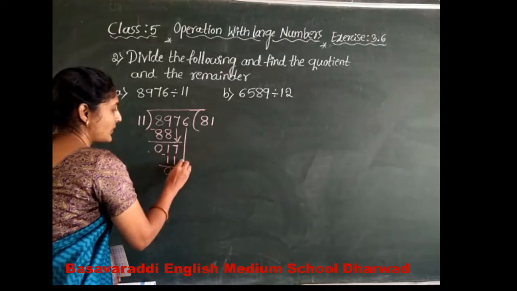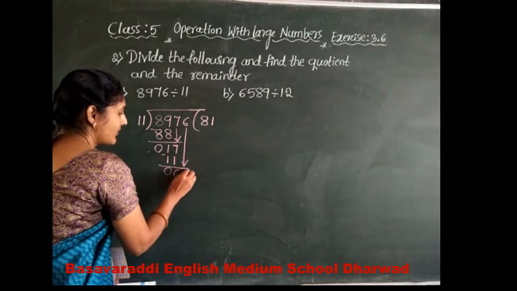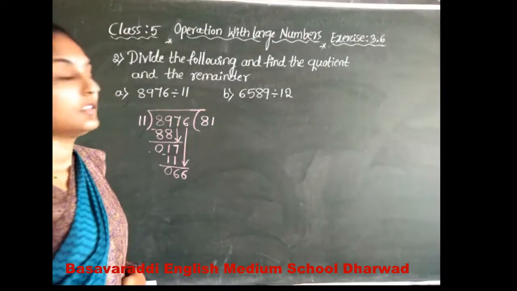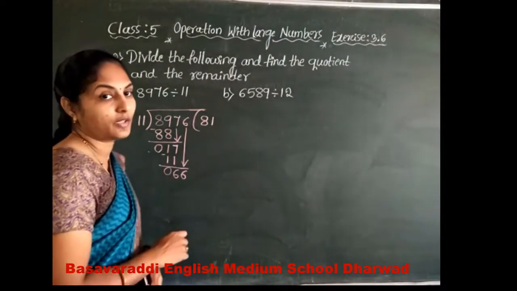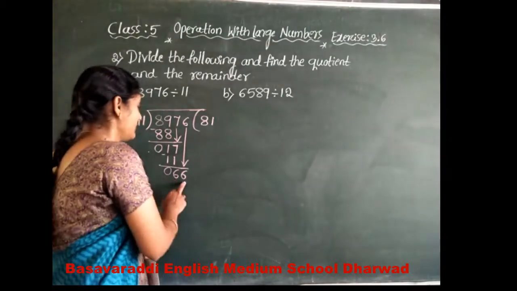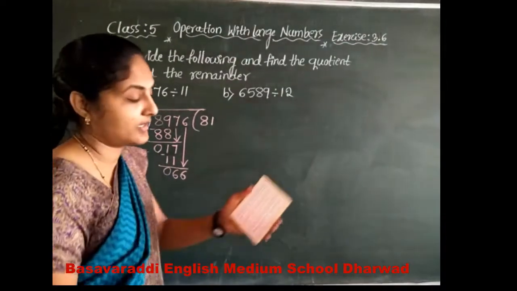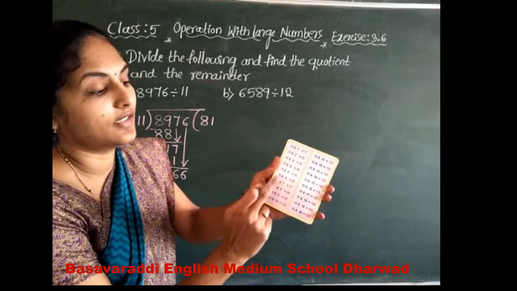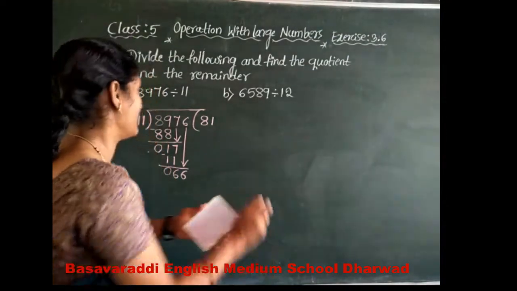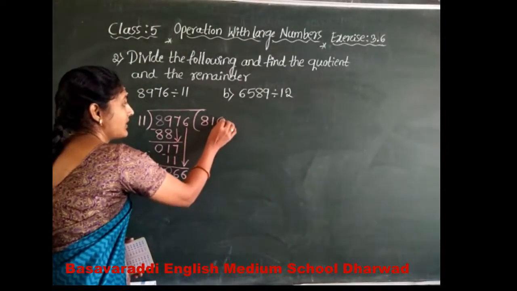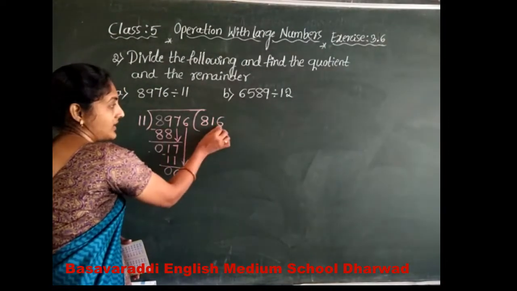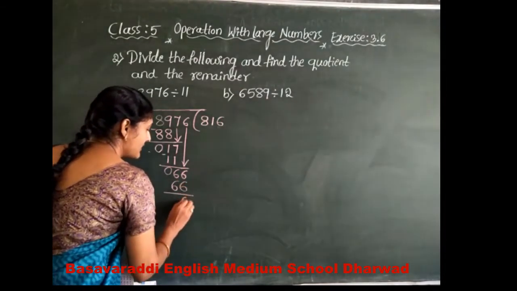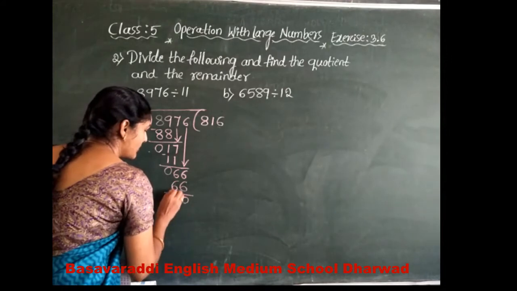Next, take down the ones place number, that is 6. When we club the remainder and the number taken down, it becomes 66. Check the 11 table. Yes, 11 sixes are 66. Write 6 in the quotient part. 6 minus 6 is 0.